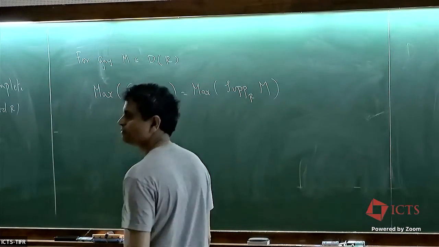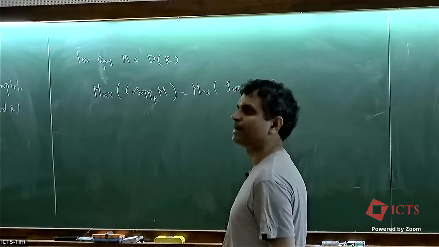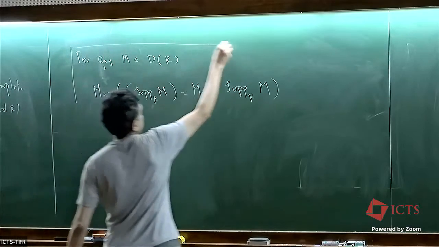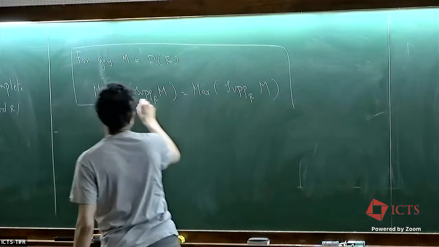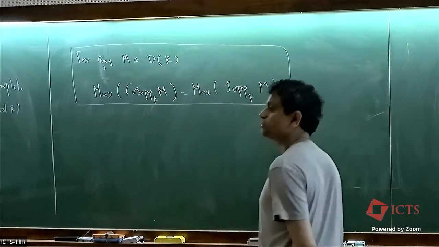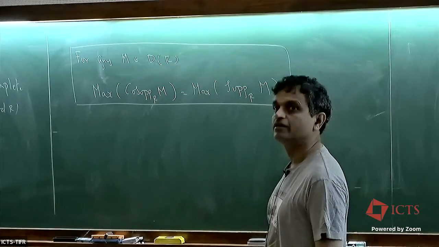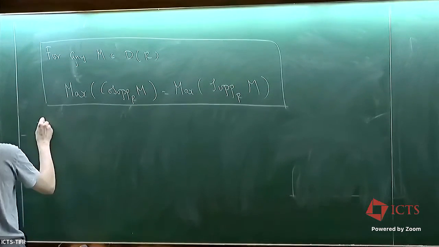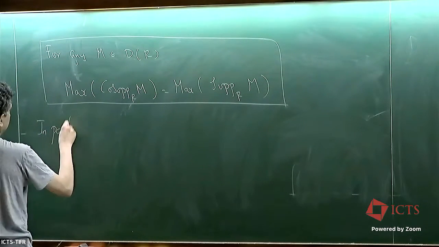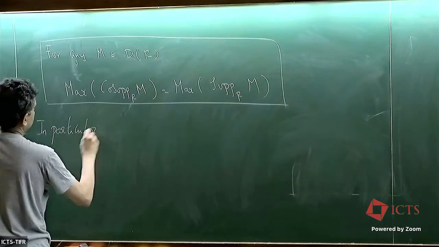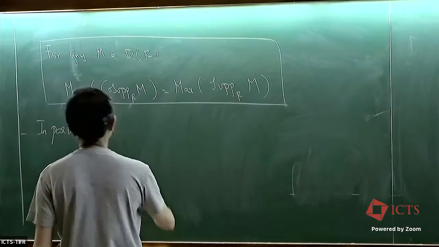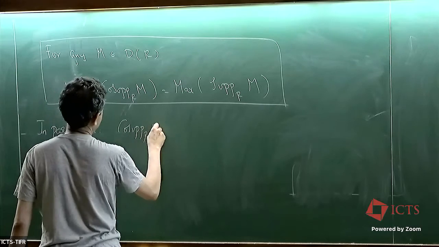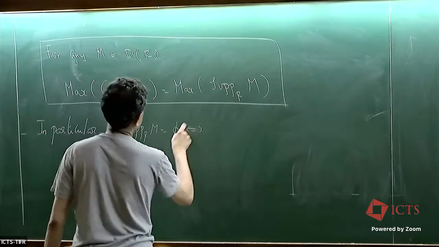So this is true. So it's a subset of Spec, so it will have some maximal elements. It's sort of interesting that the maximal elements are the same. Okay, and in particular, if you look at it, one of them is empty if and only if the other one is empty.